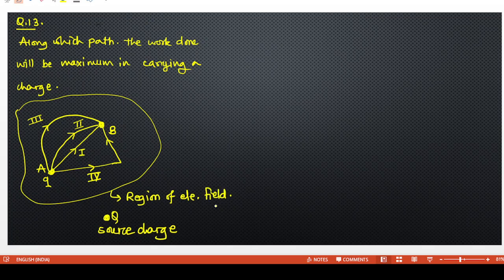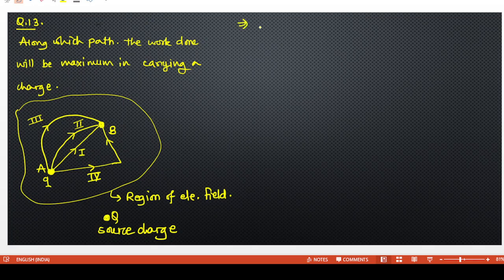You can call this the region of electric field. In this region of electric field, who will produce the electric field? The source charge will produce the electric field. And we have to move this test charge from point A to point B. So there is already a force acting on this test charge because of the source charge. And now you will apply an equal and opposite force and move it from point A to point B.